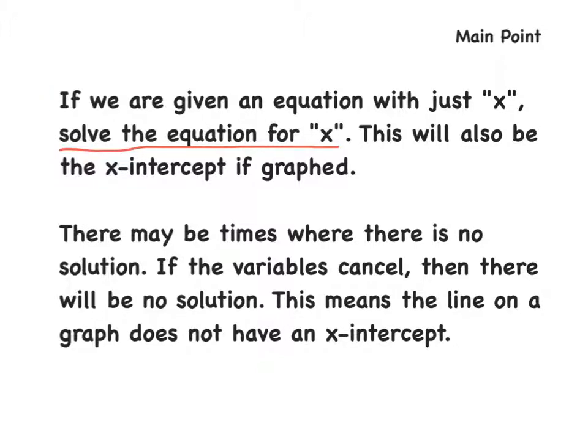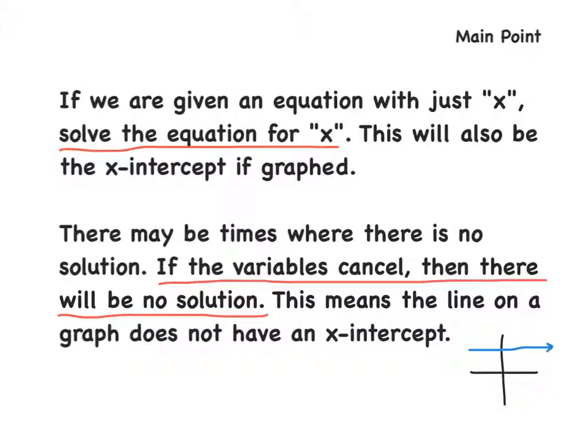There also may be times when there is no solution. If the variables cancel, then there will be no solution. This also means if we graph it, the line will not have an x-intercept. By that, I mean if we have a graph, the line will just go straight across. It will be parallel to the x-axis.